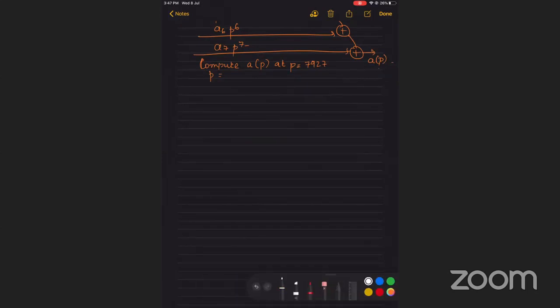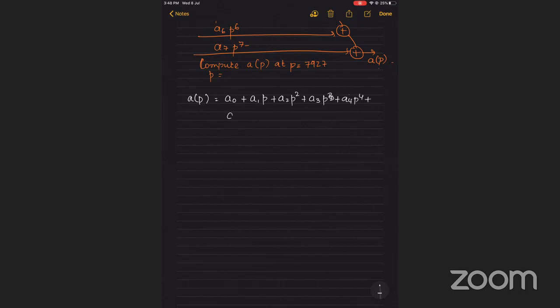Let us try to rewrite this A of P. This is what we had: A0 plus A1P plus A2P square plus A3P cube plus A4P power 4 plus A5P power 5 plus A6P power 6 plus A7P power 7. This is what we need to compute now. What we'll do is a small jugaad. Again, we are trying to cheat the system.